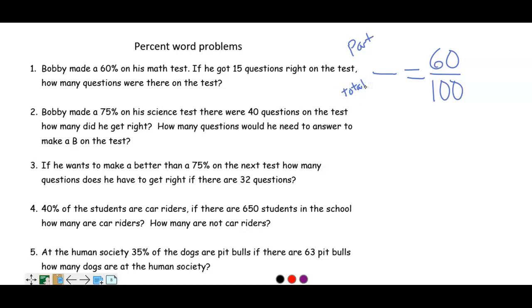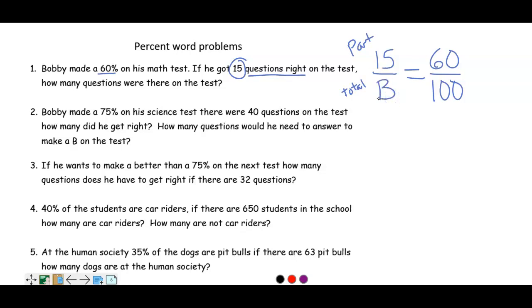15 is the questions he got right, and the percent is the percent he got right. The percent and the amount or the part will mean the same thing. So 15 questions right and the percent right are both correct, so that means the 15 will go up here. It's not the total number of questions, it's the part he got right. They mean the same thing, so they both go on the top. And then we don't know what this is right here.